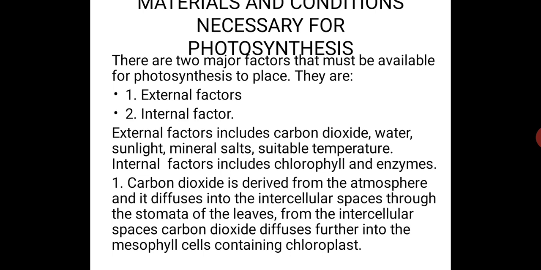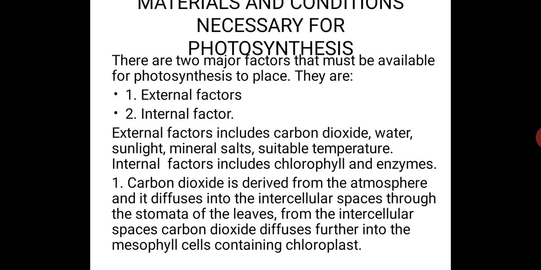Now, for photosynthesis to take place, there are some materials and conditions that must be present. These materials and conditions are divided into 2 major factors. Number 1, external factor. Number 2, internal factor. External factors include carbon dioxide, water, sunlight, mineral salt, suitable temperature, and internal factors include chlorophyll and enzymes.